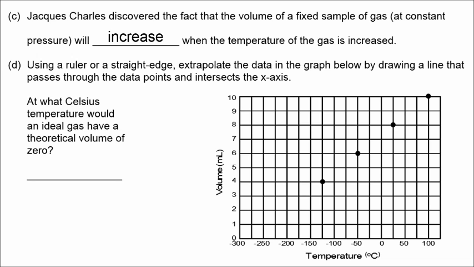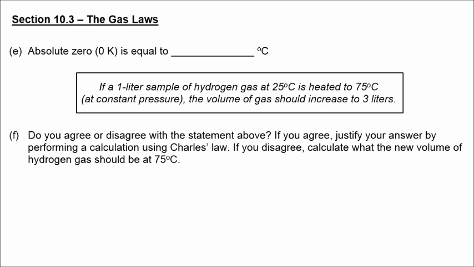You can see the straight line on this graph, and if you extrapolate that line to the x-axis, at what Celsius temperature would an ideal gas have a theoretical volume of 0? That would be at absolute 0, which is approximately negative 273 degrees Celsius, which is kind of what it looks like on the graph. The official definition of absolute 0 is negative 273.15 degrees Celsius. So we'll typically use negative 273 as our estimate of absolute 0. What does that mean? It means that when you're going from Celsius to Kelvin, you add 273.